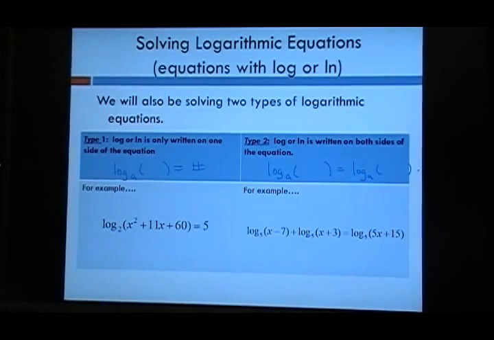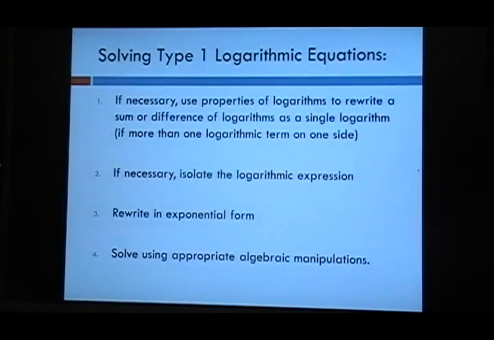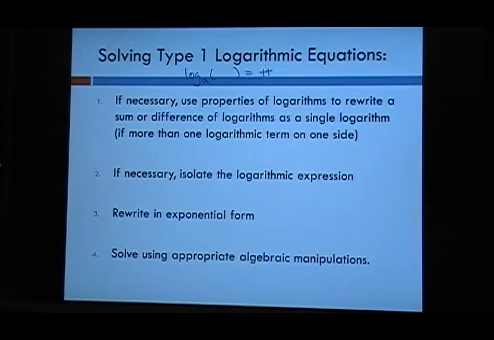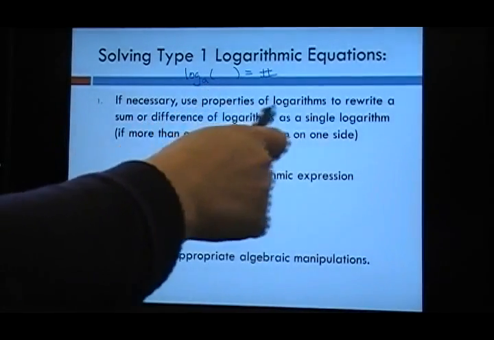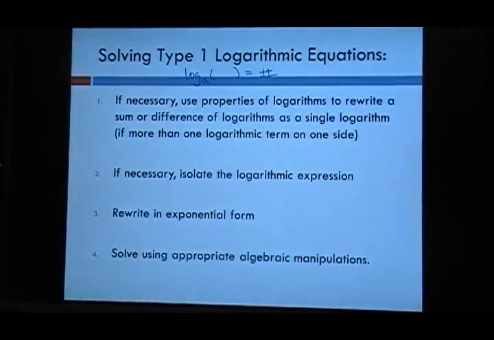Okay, so let's look at these two different types. So type 1, again, is an equation that can be written in the form of log base A of something equals a number, where this is any base, any number.